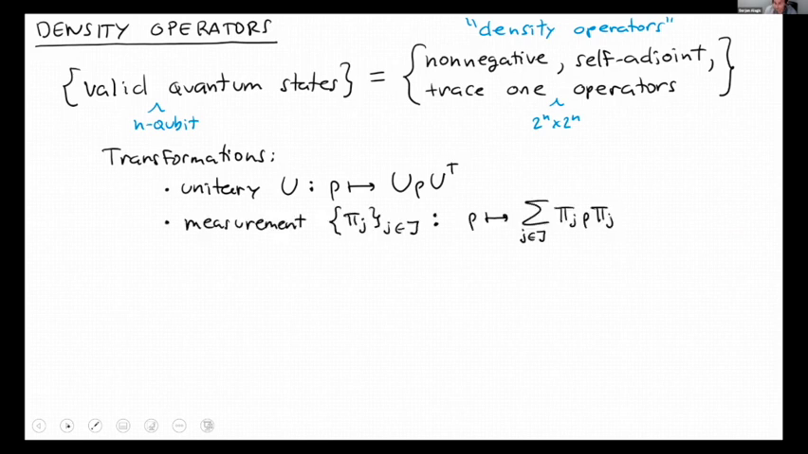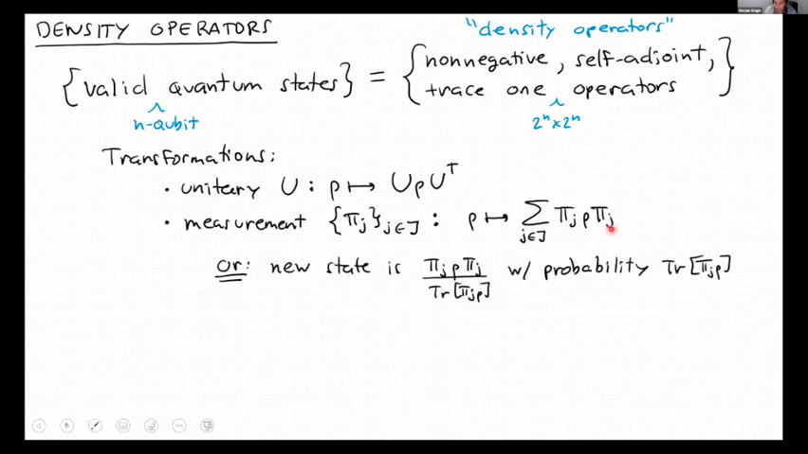Measurements act like this. Okay, so density operator rho is mapped to the sum over all the projectors Pi_j rho Pi_j. You can also write it this way. This is the projected and normalized state, which occurs with this probability. And it's easy to check that these are the same, right? These two things are going to cancel if you form the density matrix corresponding to this, but you shouldn't do this. I mean, you did all this work to get into the density matrix picture. You should stay in the density matrix picture. You shouldn't now be mixing things.